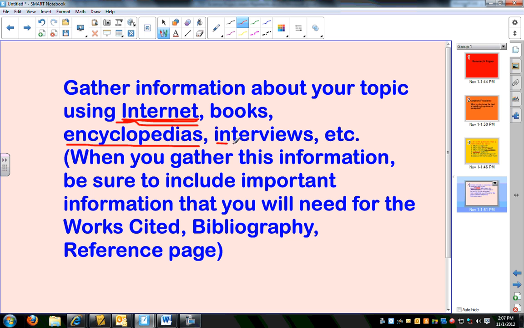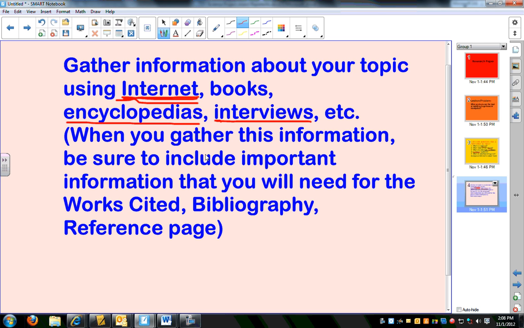Also, interviews should be done by actual professionals. If you're going to use an interview, it should be done by someone who has used the product several times and has already done some background information or research on that product. Don't interview your friend and count that as a resource, because that would not be a valid resource.